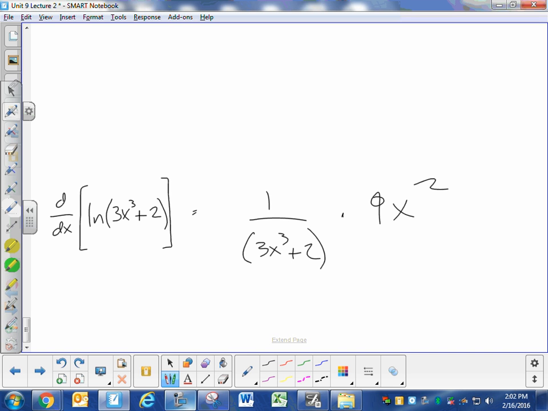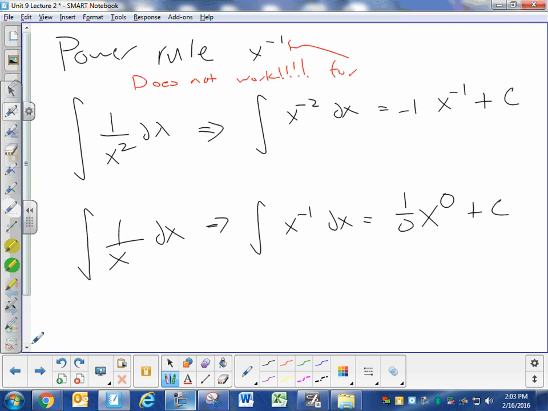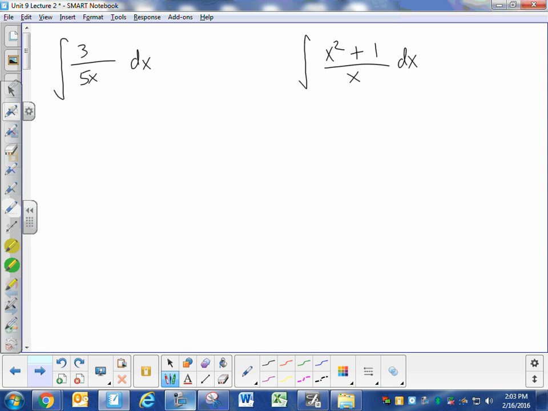Well, guess what we're going to be doing? We are going to be taking something that will look like that, and we'll have to take the antiderivative. How are we going to do that? We're going to use U substitution. So we need to be ready for that. Now, before we go to those U substitution ones, let's just take some easy antiderivatives of x to a negative first power, like this.